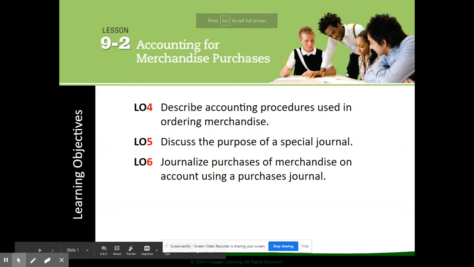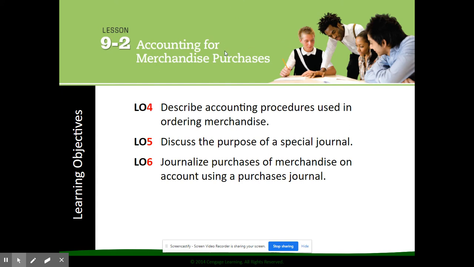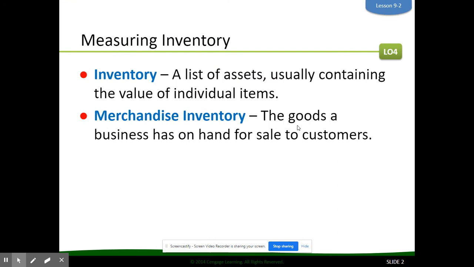Everyone. Today we are going to start on 9.2, which is accounting for merchandise purchases. So, our objectives for today are to describe accounting procedures used in ordering merchandise, discuss the purpose of a special journal, and journalize purchases of merchandise on account using a purchases journal.